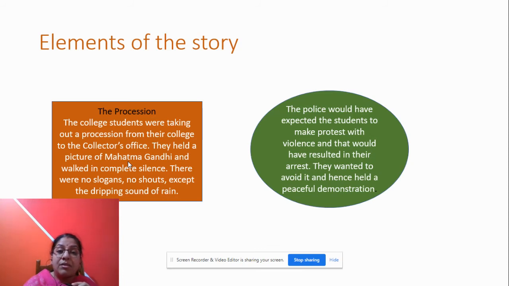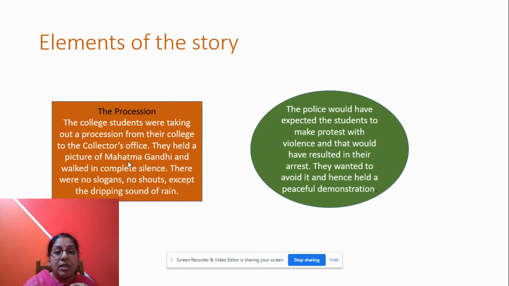Then what happened? They expected that when the procession was reaching, there would be some amount of noise and shouts and slogans. But nothing of that sort happened. They were conducting a very peaceful demonstration, or peaceful procession.